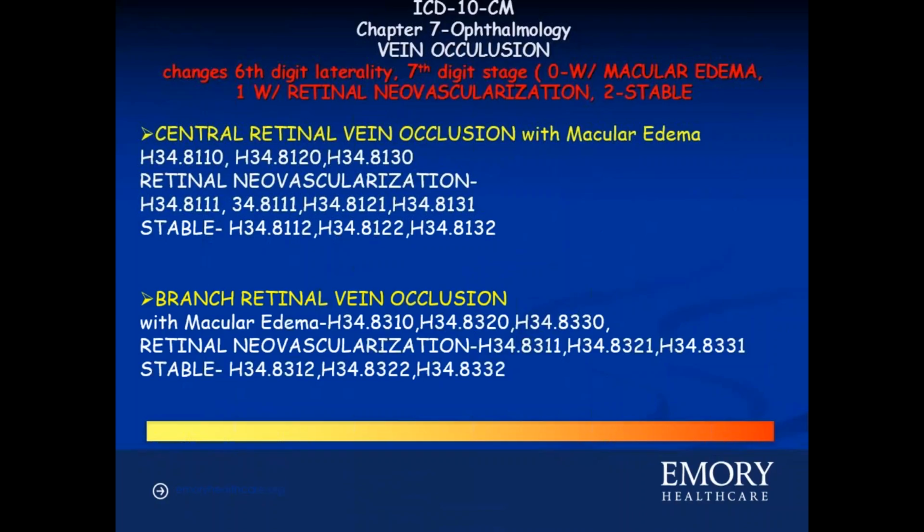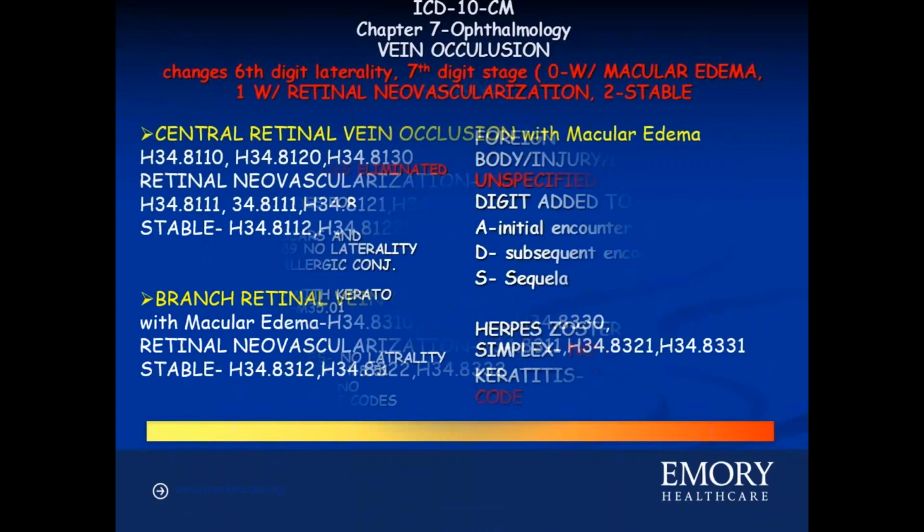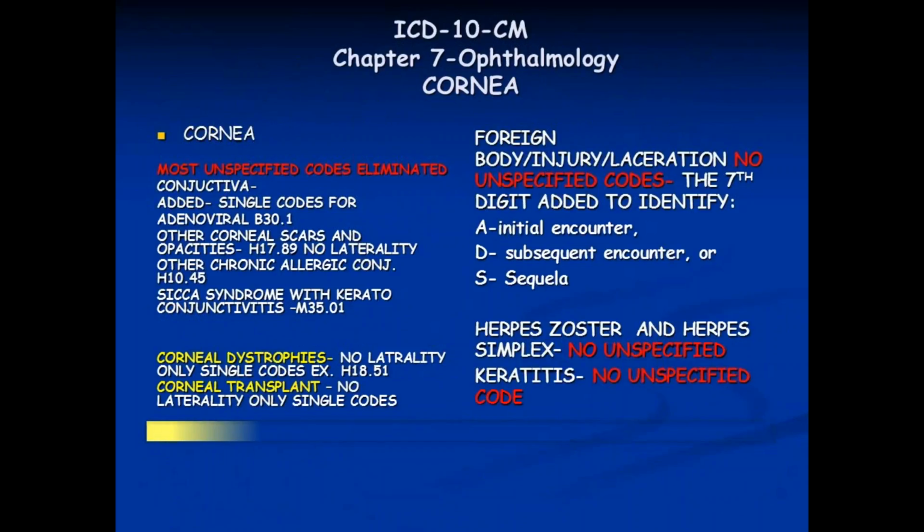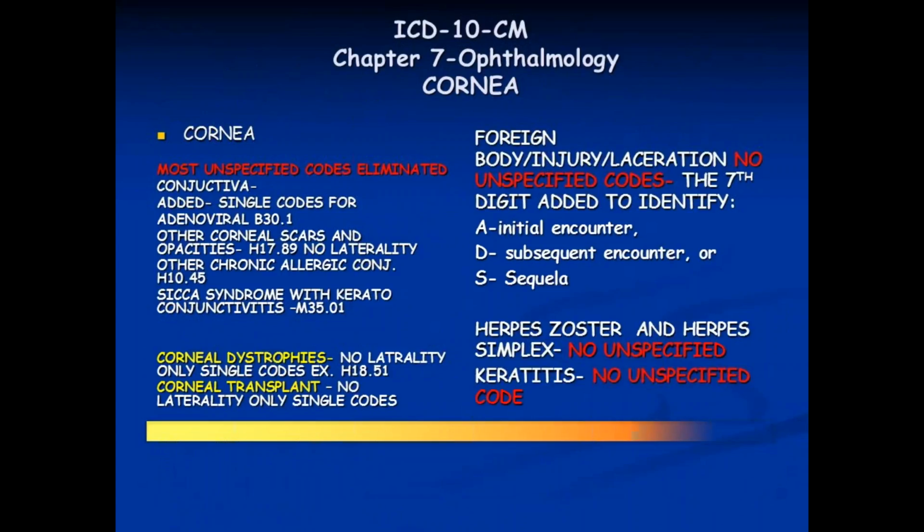Branch retinal vein occlusion with macular edema or stable. Then we get to the cornea. So for the cornea, most of the unspecified codes were eliminated, which is good.